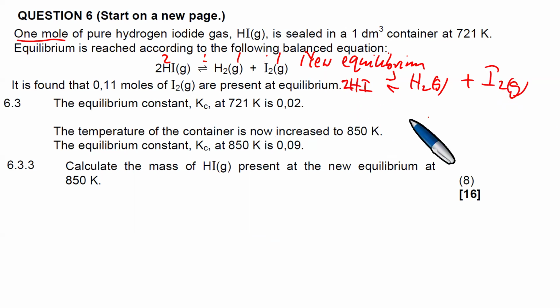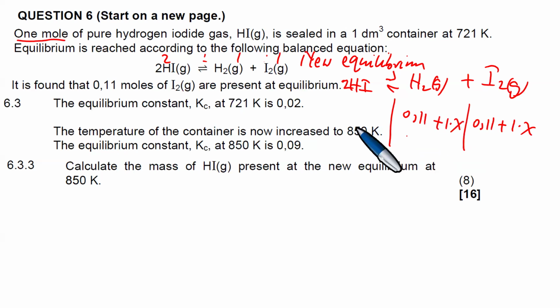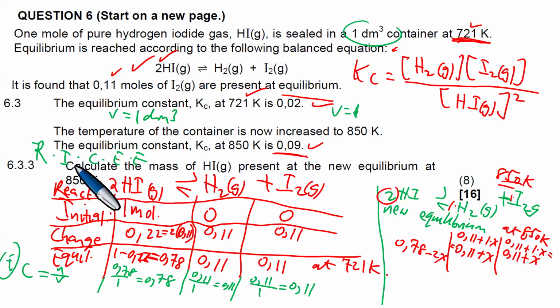I'm looking at the new equilibrium. At the new equilibrium, there's going to be 0.11 plus 1 times x. The 0.11 is from the previous 721 Kelvin concentrations. And then 0.78, and then we minus 2x. With this, we are able to continue and solve this. So now we have the new equilibrium concentrations. It's the rise. Messy, but we did the rise together there.